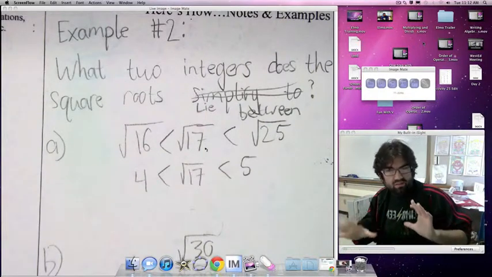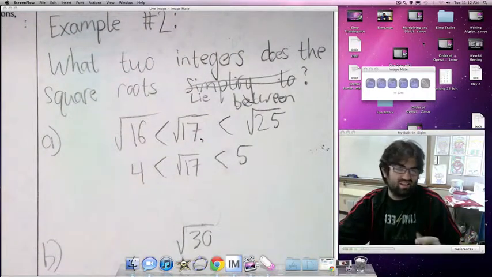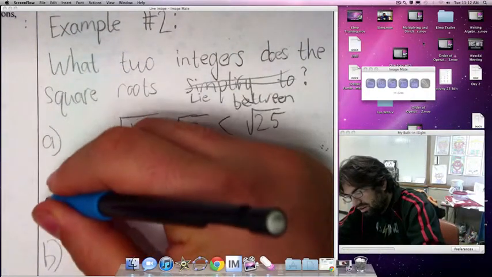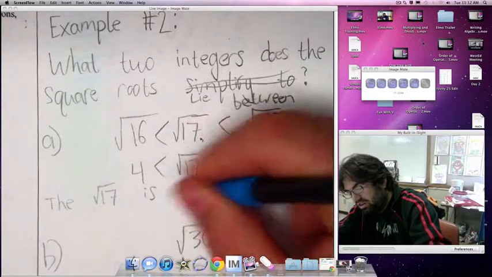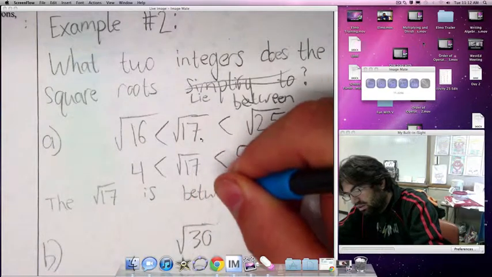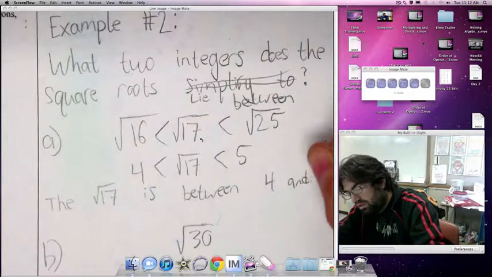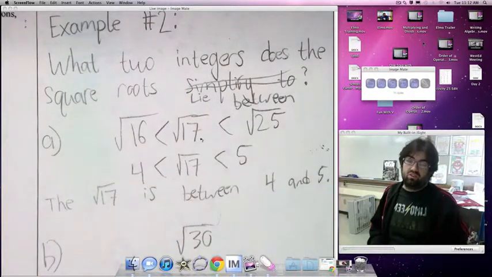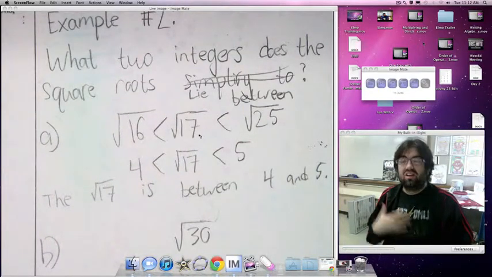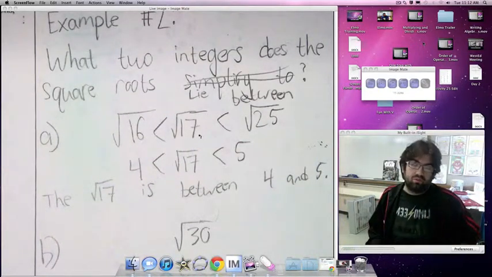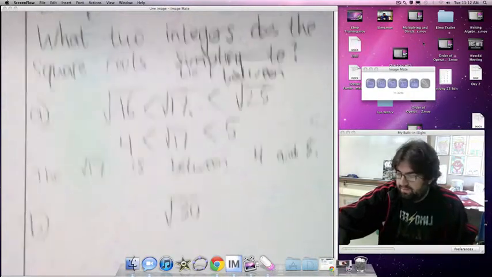A little tricky, take our time, but we'll be all right. Now I don't want to see that. That's not an exact answer. I want to see this. The square root of 17 is between 4 and 5. I am going to make you write a complete sentence for this, because just writing that doesn't mean anything to me. You got to give me a sentence. Square root of 17 is somewhere between 4 and 5. It doesn't have to be that exact sentence. Just give me a sentence that means that.